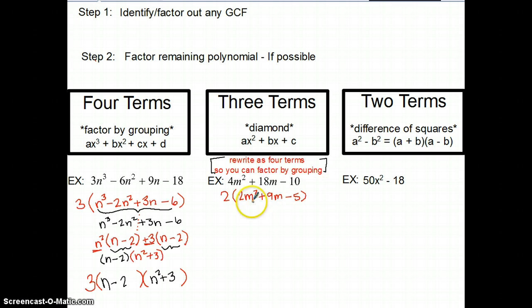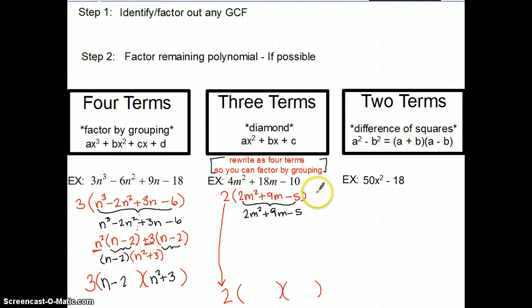Now that remaining trinomial inside the parentheses, I am going to factor using my diamond method. I know that when I factor, that polynomial is going to end up factoring into two sets of parentheses. So I'm going to set up my answer down below. Now remember that 2 on the front, I'm just going to bring down and write as a coefficient of those two parentheses. Now I'm just going to focus on that polynomial inside and factor by grouping after I've rewritten it as 4 terms. So I have 2m squared plus 9m minus 5.